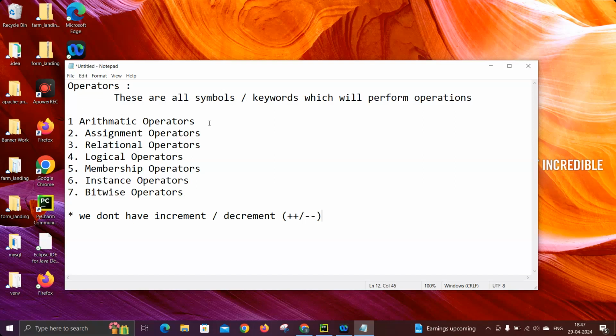Also, we don't have the conditional operator, which means question mark and colon. These operators also we don't have in Python. So these are the two things removed from Python. They newly added two sets of operators, that is membership and instance operators. These two are not available in other languages like C and Java. It improves our understanding, definitely, compared to Java.